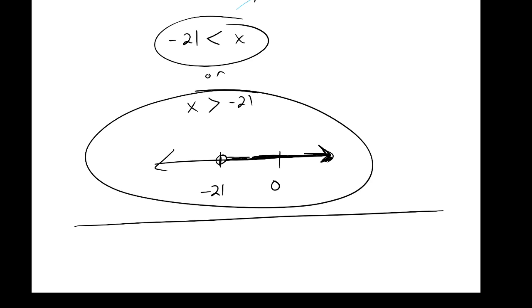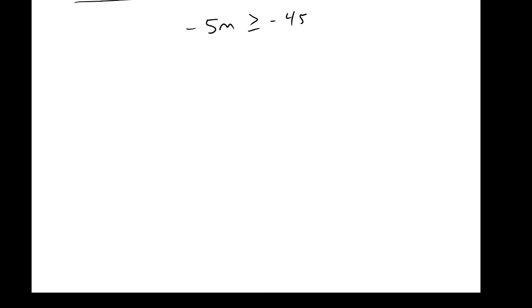Last but not least, let's take the problem negative 5m greater than or equal to negative 45. All right. So to solve this, again, m by itself, we're going to divide both sides by negative 5. And the negative 5s will automatically factor out the m. And remember, we divided by a negative 5. It doesn't matter that 45 is negative, right? It's by a negative 5.